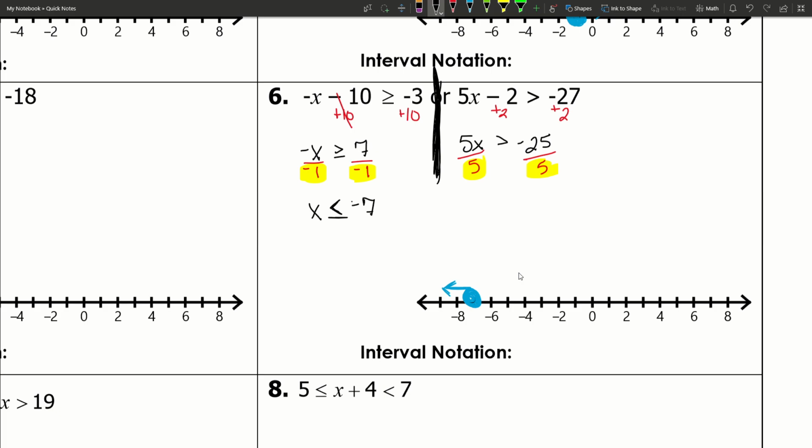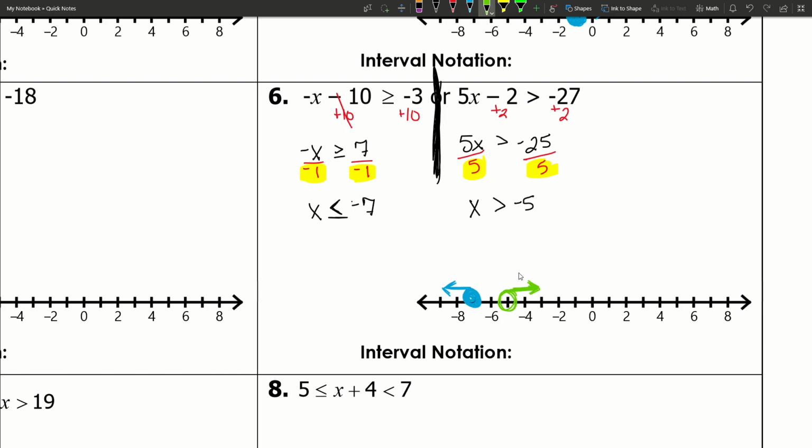We do not need to flip the sign, keep it as greater than. X is greater than negative 25 divided by 5, which is negative 5. So I go to negative 5, and I'm going to put an open circle because there is not a line here. And my open circle points to the right.